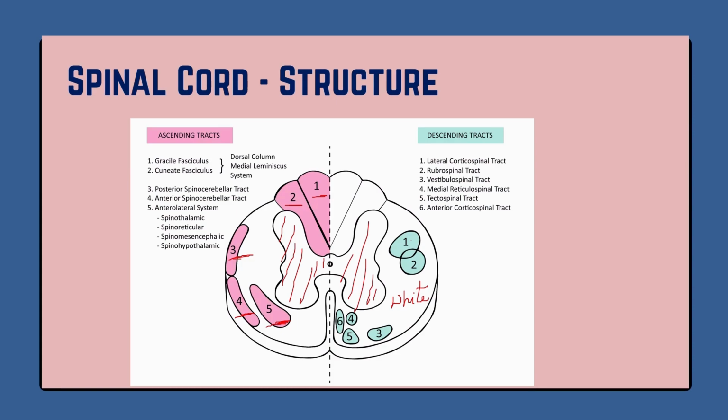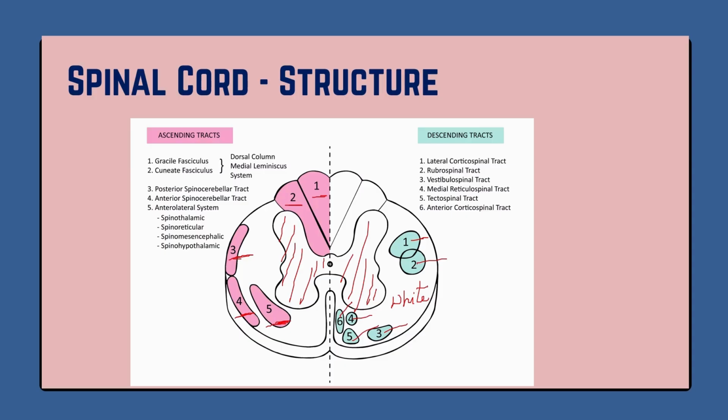We have the lateral corticospinal tract here. We have the rubrospinal tract here. We have the vestibulospinal tract here. Then we have the medial reticulospinal tract here. We have the tectospinal tract here. And we have the anterior corticospinal tract here.